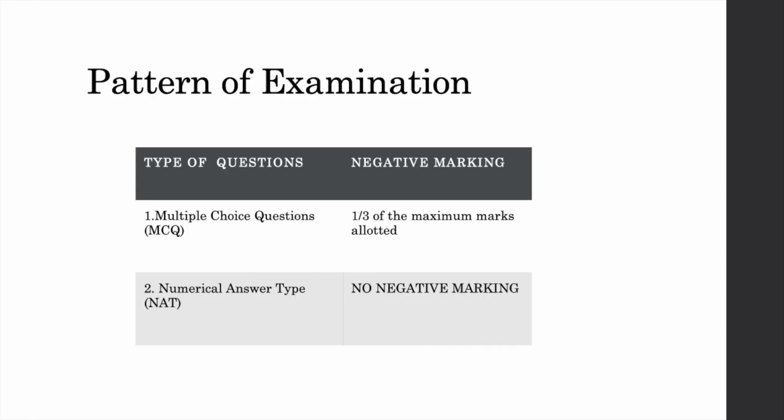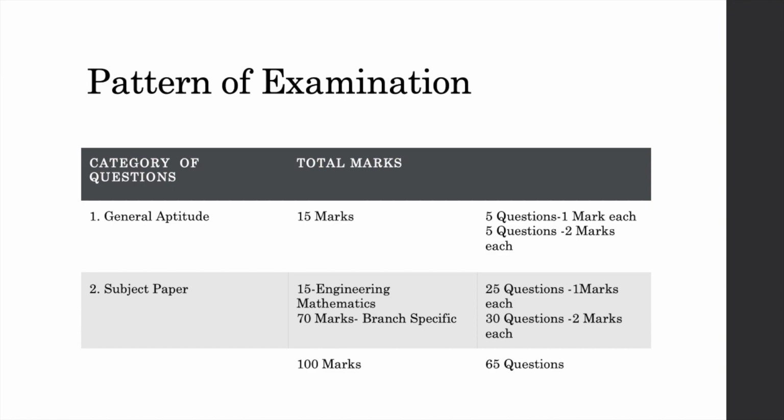So we understood here the two types of questions. Now moving ahead, there are two categories of questions. One is the general aptitude and the second one is the subject paper. As we discussed in the last lecture itself, the maximum marks is 100 and the allotment is as provided in the table. Out of 100 marks, 15 marks are allocated to general aptitude, in which 5 questions are asked of 1 mark and 5 questions are of 2 marks. So in this we have 5 into 2, that is 10, plus 5, that is 15 marks.